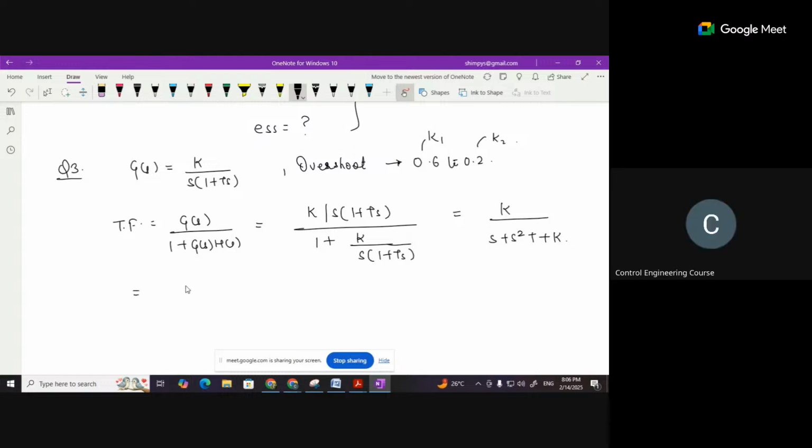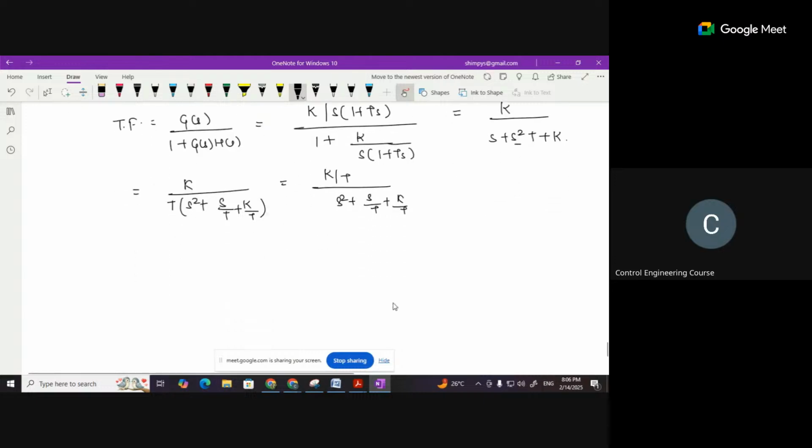Or I can write this by making the coefficient of the higher order term as 1. This can be written as K by T divided by s square plus s by T plus K by T. Can I rewrite this as this? Yes. Right?